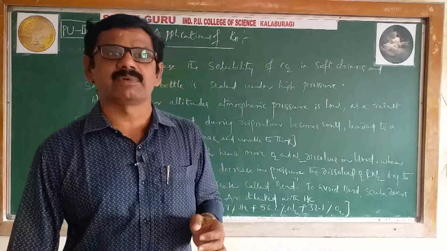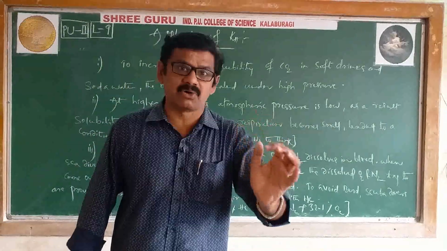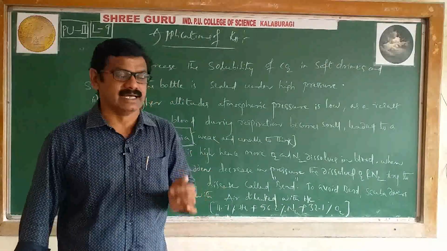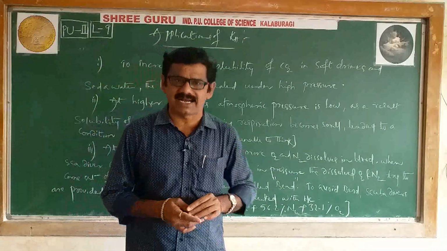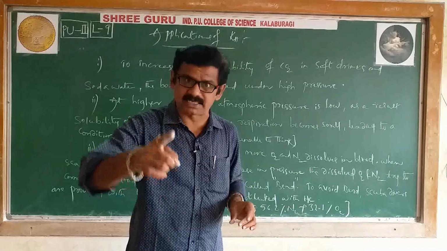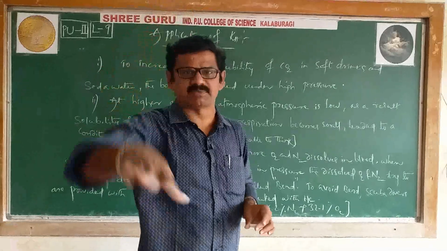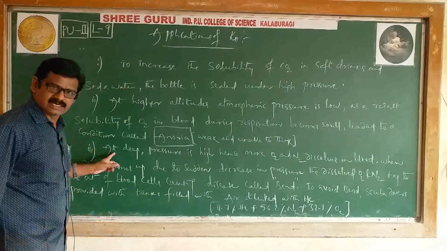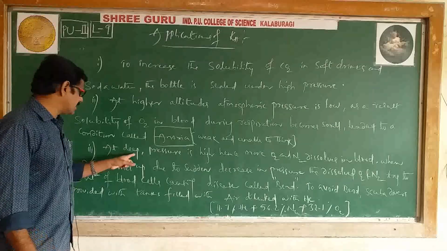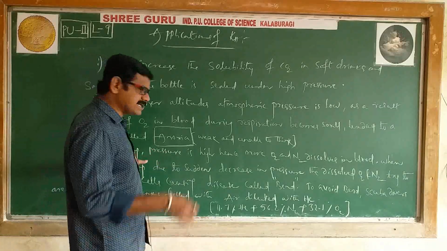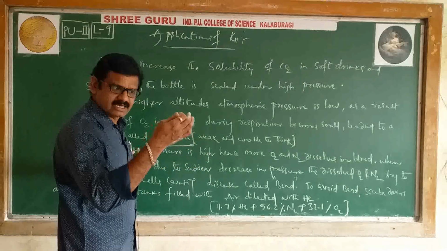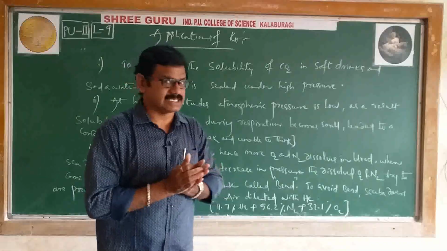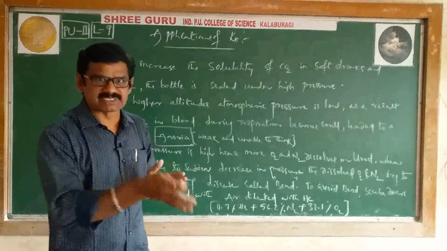Why will the brain not work properly? Because sufficient oxygen has not dissolved in our blood. Why has sufficient oxygen not dissolved in our blood? Because at higher altitudes, atmospheric pressure is low. And third point, one more problem is there at deep sea, especially for sea divers. This problem is faced by deep sea divers.